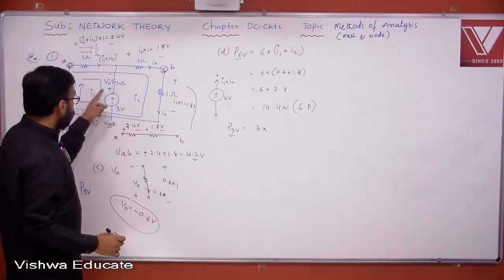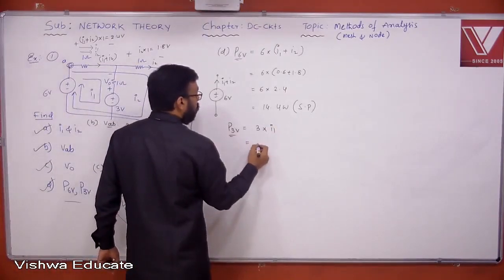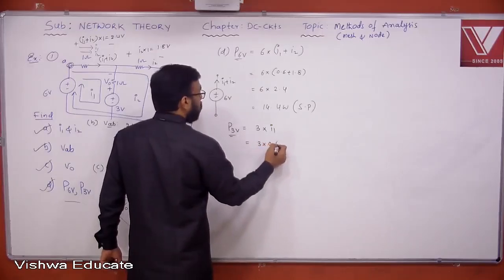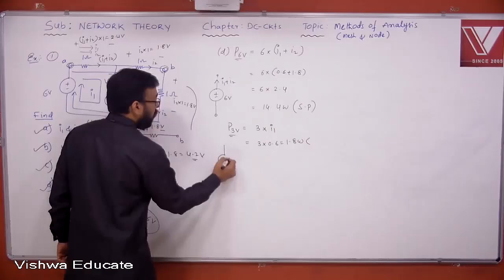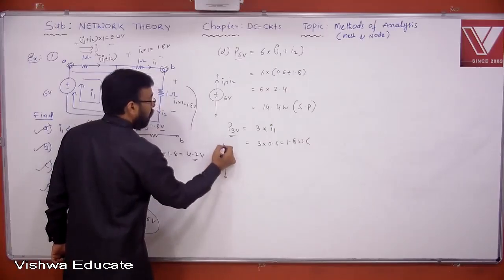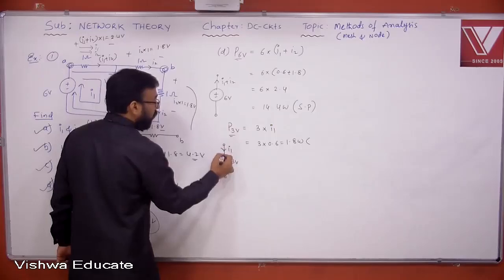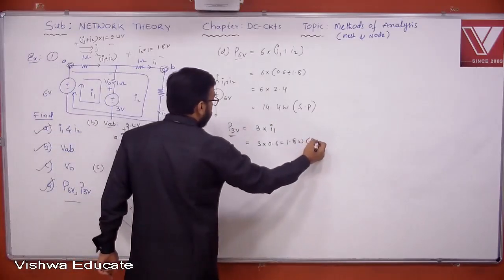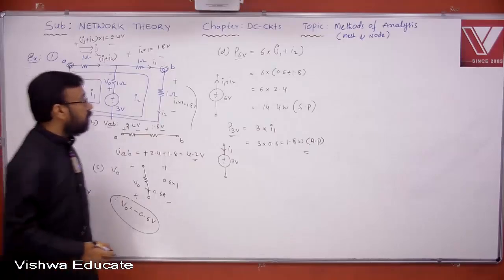Now power of 3 volts is 3 into, now here the current flowing is only I1. Because this element belongs to only first loop. Therefore I1. Now 3 into 0.6, 1.8 watt. Now what is that current doing actually here? Plus minus. Okay. Downward. Therefore, entering into positive, I can say it is absorbed power. That's it. Okay. So please note it down.